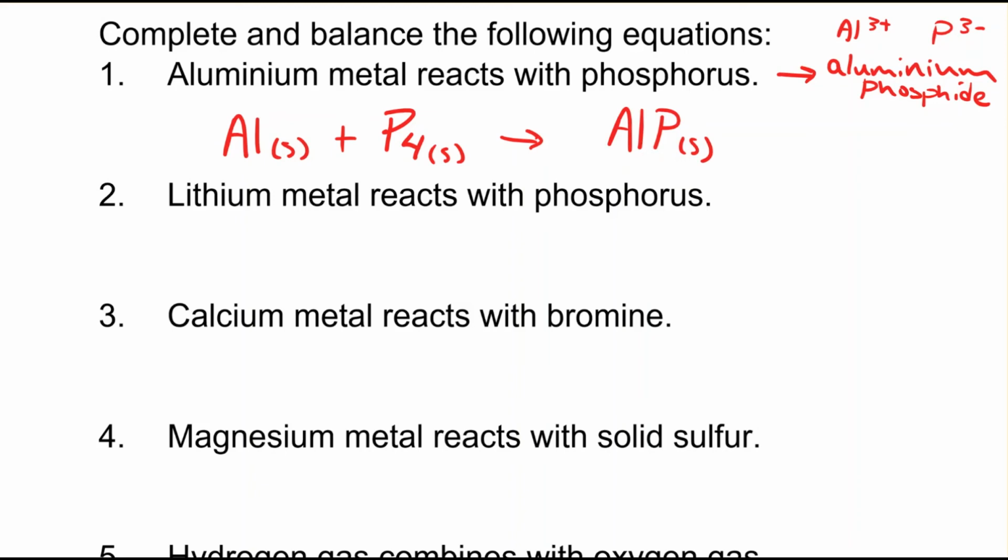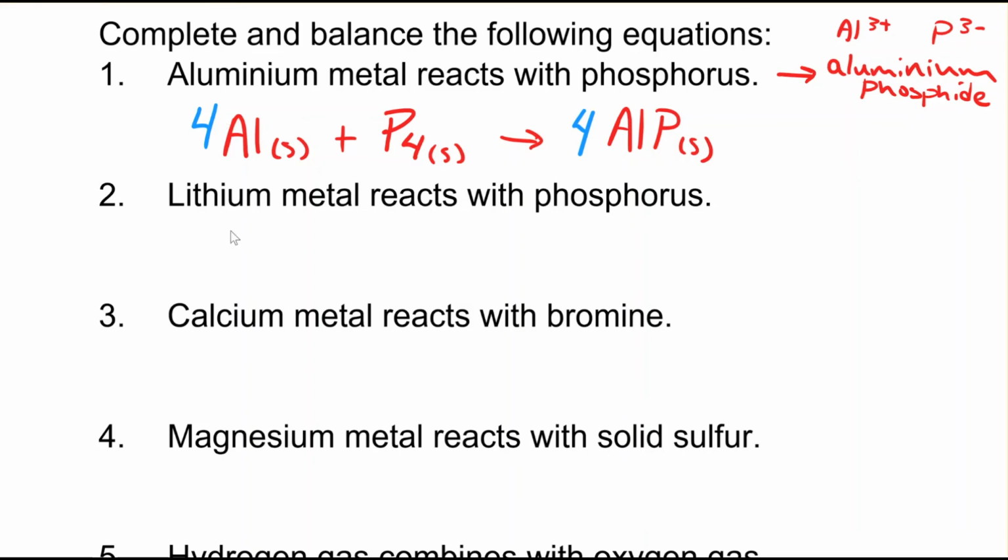And now we just have to balance this. And balancing it is going to be pretty straightforward. Aluminums, I'll leave till the end. 4 phosphoruses, 4 phosphoruses, 4 aluminums, 4 aluminums. That's all you got to do. I'll try one more reaction, then I'm going to let you do the other ones by yourself.